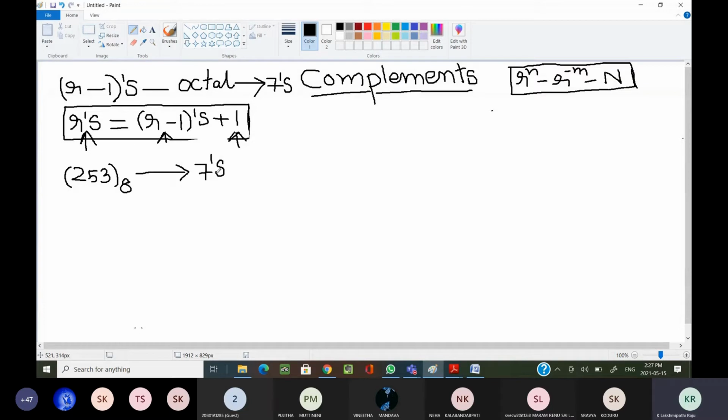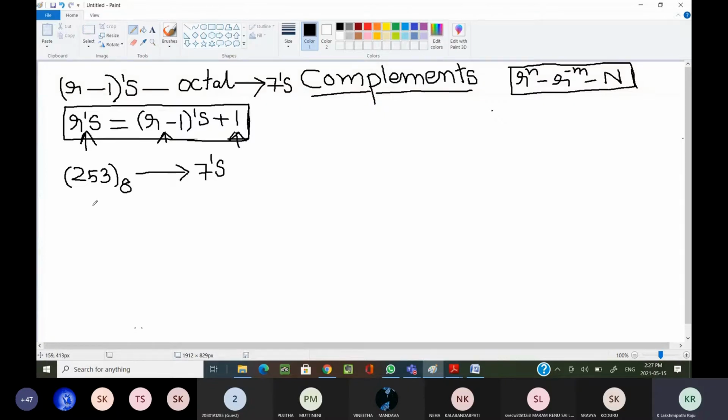As a starting, I am using that formula method only. Why? Because first you have to understand that formula method, then we can see the shortcut method, how we can do this r minus 1's complement in a shortcut.